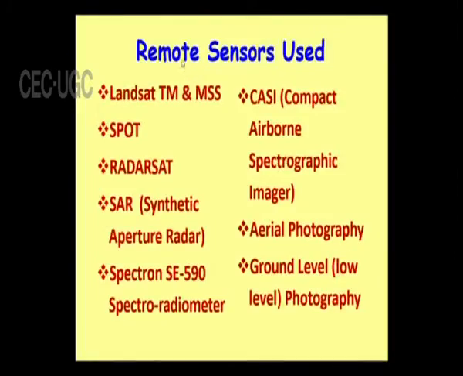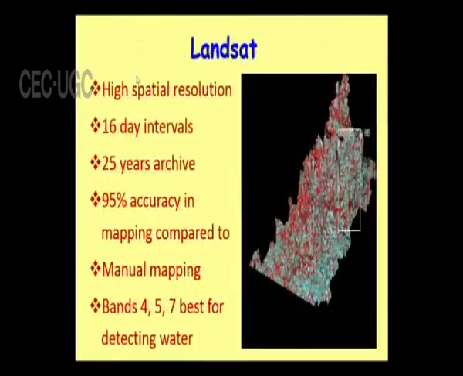And now, the remote sensors used, there are so many technologies available: the Landsat, the SPOT, the RadarSat, the SAR, synthetic aperture radar, and Spectron. All these are different kinds of satellites available for remote sensing, and the aerial photography, the ground level, low level photography also. Photography is also one kind of the remote sensing. And now, let us see the images.